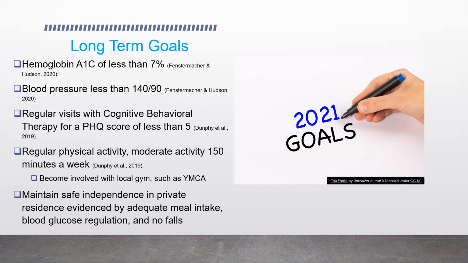Regular visits with cognitive behavioral therapy with a PHQ score less than 5 is a long-term goal, preferably within 6 months, if not 3 months. We also would like regular physical activity, with moderate activity being 150 minutes of aerobic activity a week. Activity, regardless of weight loss, improves insulin sensitivity within the body, and that can help decrease her A1C levels. We also want her to be able to maintain safe, independent living in her private residence, which will be evidenced by adequate meal intake, blood glucose regulation, and no falls in the home.